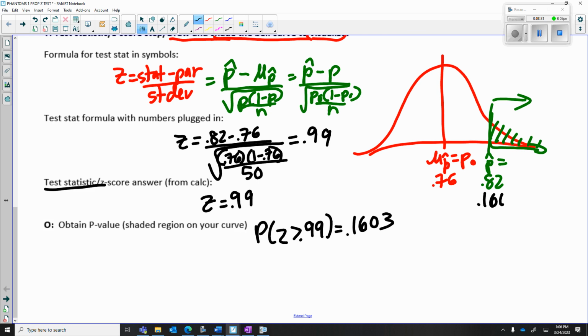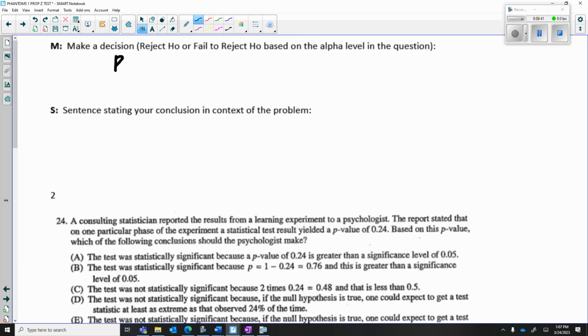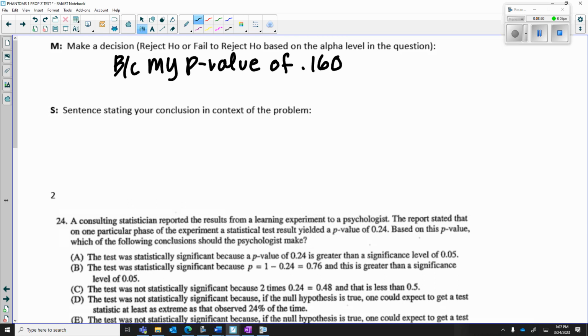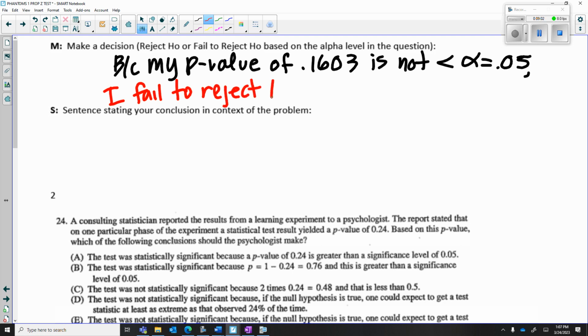Okay, so now our last two steps are we're going to make a decision. Are we going to reject the null or fail to reject the null? So, because my p-value of 0.1603 is not less than alpha equals 0.05, which is the level that they specified in the question, I fail to reject the null hypothesis. When p is low, reject H0, but it's not low, you can't reject the null.